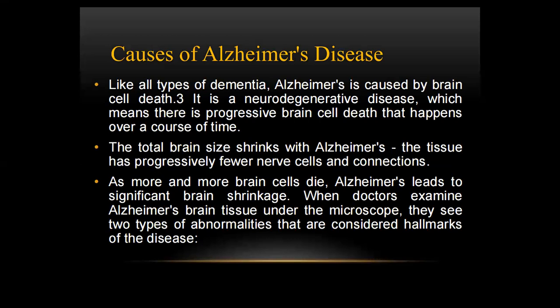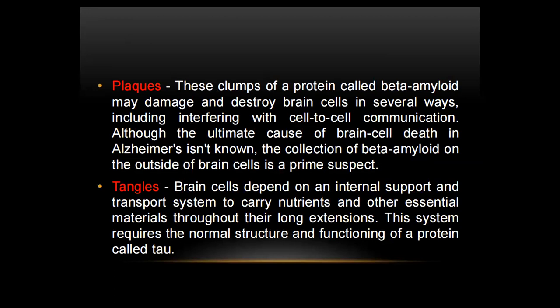The cause of Alzheimer's, like any other type of dementia, is brain cell death and the neurodegeneration of neuropeptides. So the total brain cells shrink, the cells become few, more brain cells die, and Alzheimer's leads to significant brain shrinkage. When doctors examine Alzheimer's patients under a microscope, they see 2 types of abnormality that are considered the hallmark of this disease: plaques and tangles.